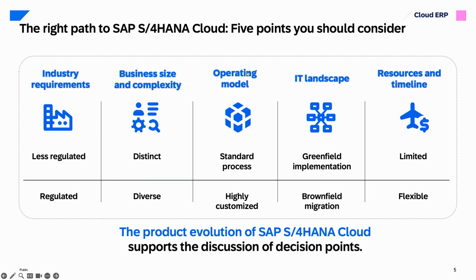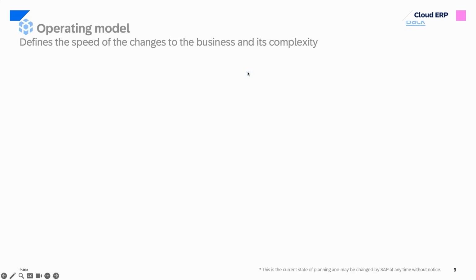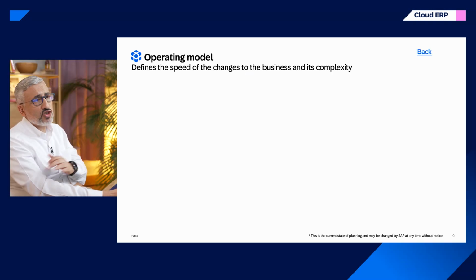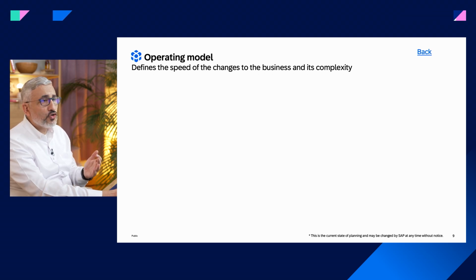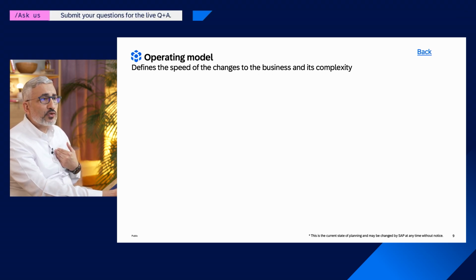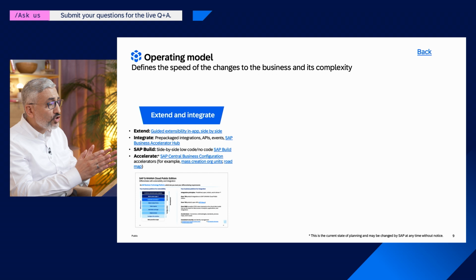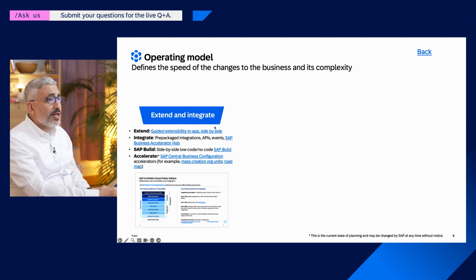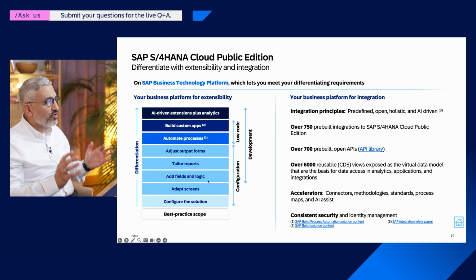Let's talk about the third element here, the operating model. And that's quite important because, knowing the speed of the changes in your business and the complexity in your business, we understand that at some point of time we need to customize this. You need to extend the scope that you deliver. Probably all of you know the extensibility options that we deliver. And the good news, this is an area that we are highly investing in from SAP.